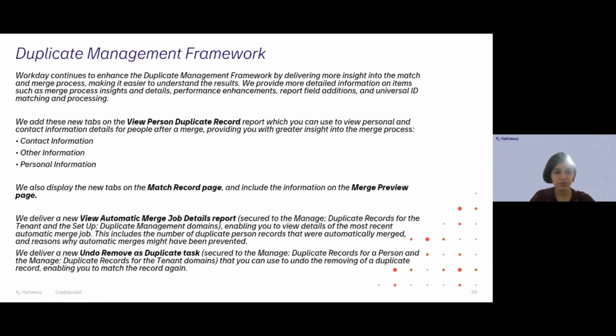Then there is a new report called View Automatic Merge Job Details report that enables you to view details on the most recent automatic merge job. It includes information like how many duplicate person records were automatically merged and why, and if certain records were not merged, what could be the reasons. Then there is an Undo Remove as Duplicate task, which can be utilized to undo any removal of a duplicate record, enabling you to match the record again in case there's been a mistake. So you can undo that removal.